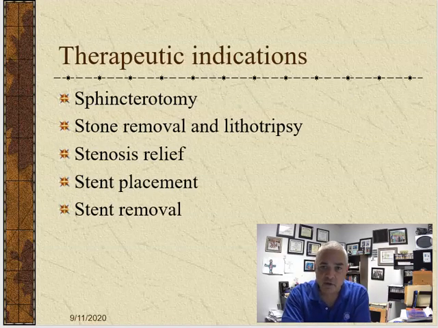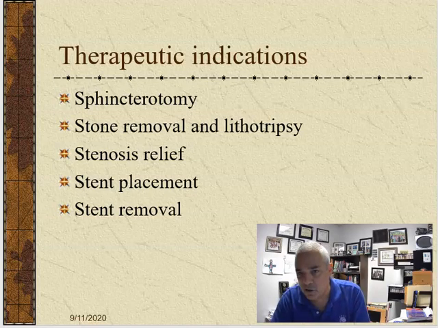Some more indications, therapeutic indications. Now, most doctors, when they go in there, are going to use those cautery loops. They also call it a hot knife. It's basically just a piece of wire that's been heated up, and they'll use that to incise into the sphincter and into the papilla right there where the bottom of the bile duct is.